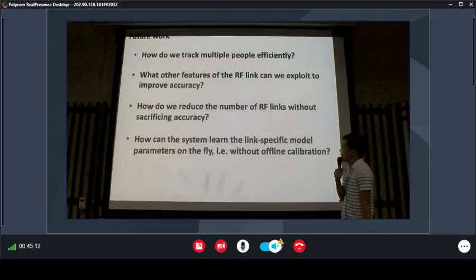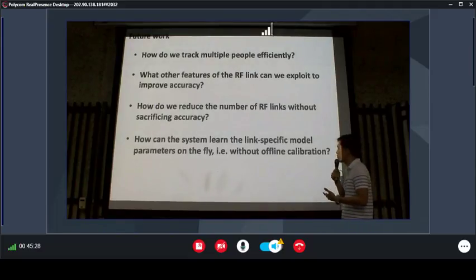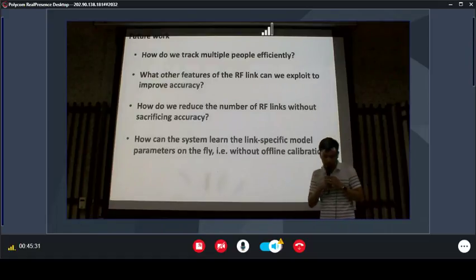And finally, the existing methods use a calibration period to essentially measure the baseline RSS during a time when the person is not present in the room. But it would be very useful if we had a system that learns the link-specific model parameters on the fly without offline calibration.